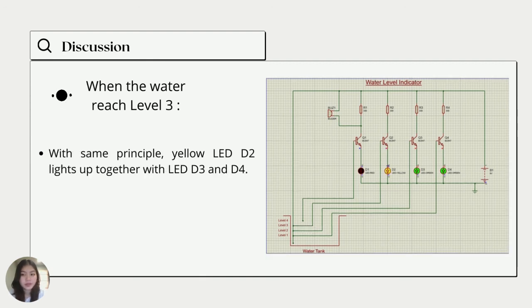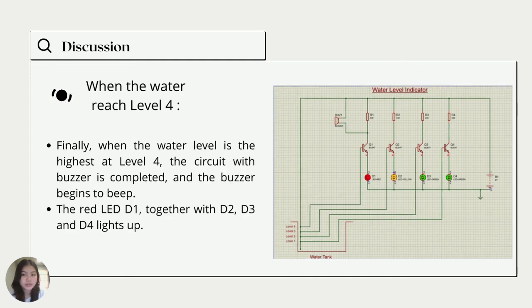With the same principle, yellow LED D2 lights up together with LED D3 and D4 when the water level reaches level 3. Finally, when the water level is highest at level 4, the circuit with the buzzer is completed, and the buzzer begins to beep. The red LED D1 together with D2, D3 and D4 lights up.